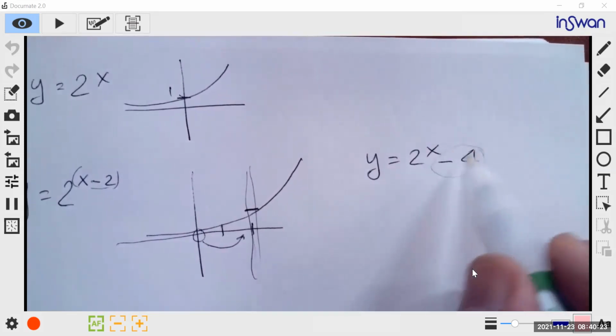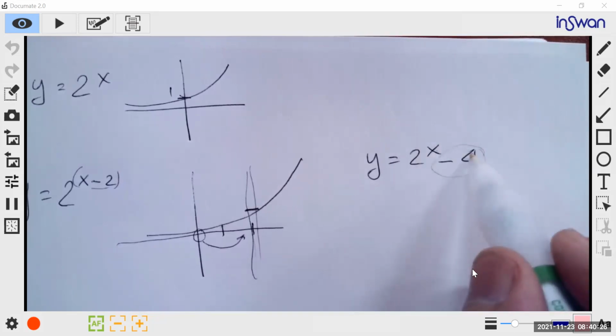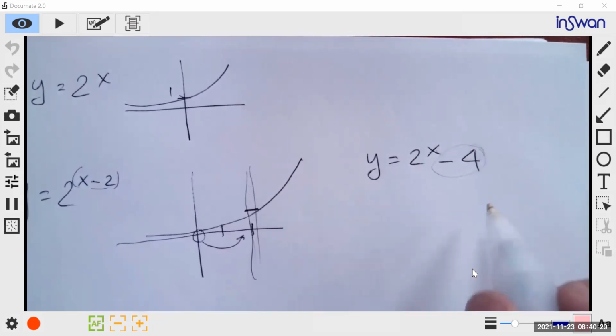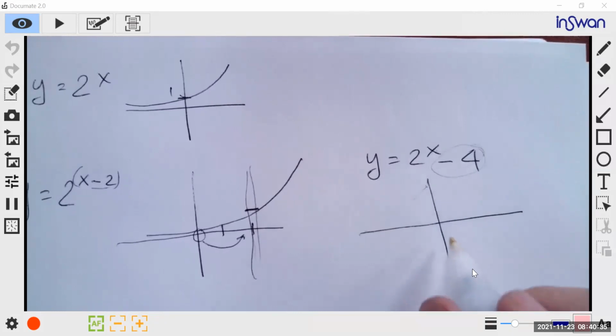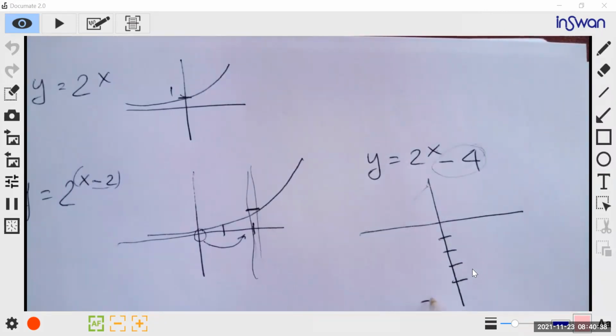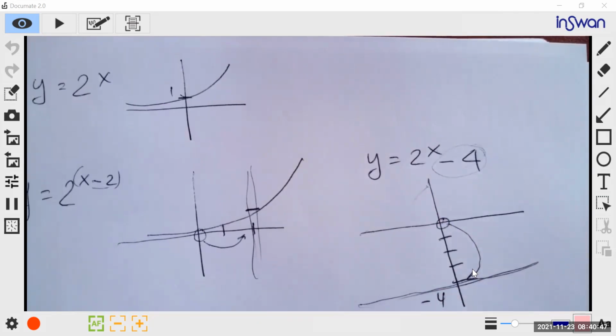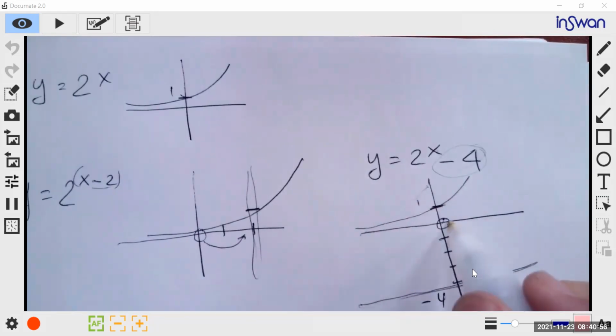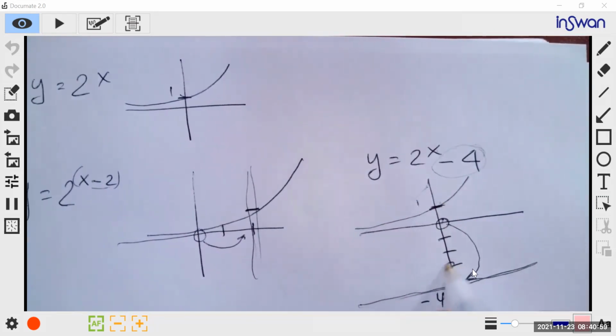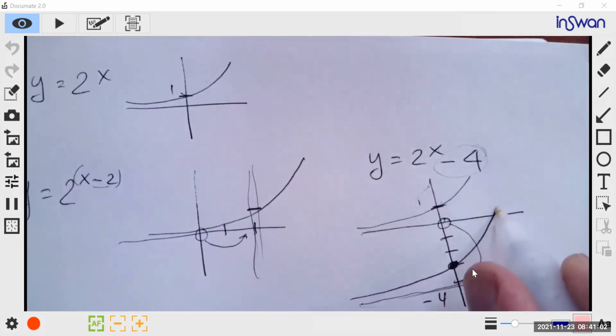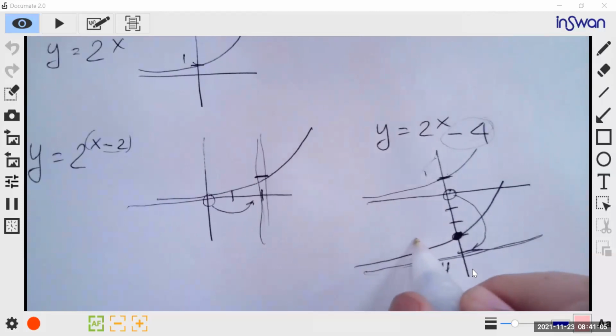This is a vertical shift, because after you do the x and the 2^x, we have a vertical shift. It goes down 4 spaces. 1, 2, 3, 4. All that means is our origin shifted from there to there. Remember the graph originally crossed at 1? There's 1 space above the x-axis. So in our new case, the y-intercept is 1 above the new origin, so it's at -3.